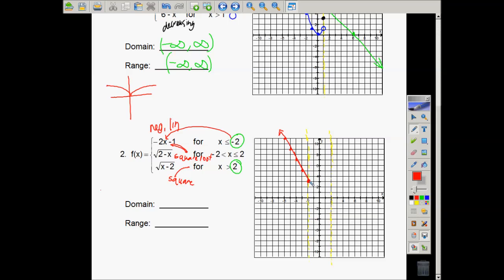I feel like this one was a little bit easy. It wasn't at all. Sorry. It wasn't easy?